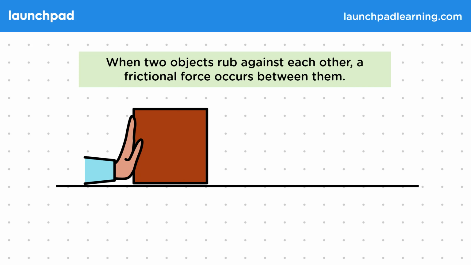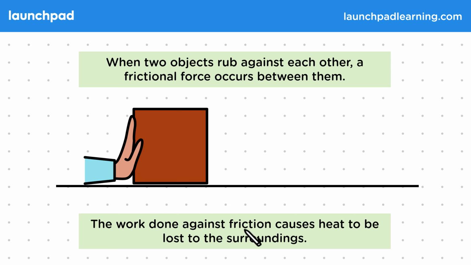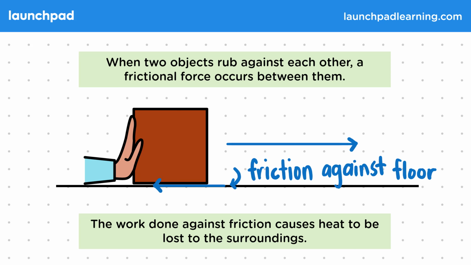For example, when a box is being pushed along the floor. The work done against friction causes heat to be lost to the surroundings. So friction opposes the motion of the box. So when there is friction against the floor, kinetic energy is converted to thermal energy in the box. The box then warms up, and heat flow occurs to the cooler surroundings.